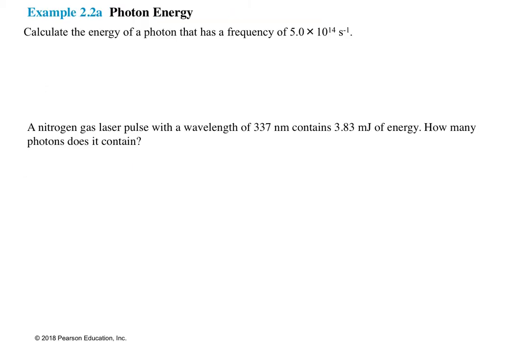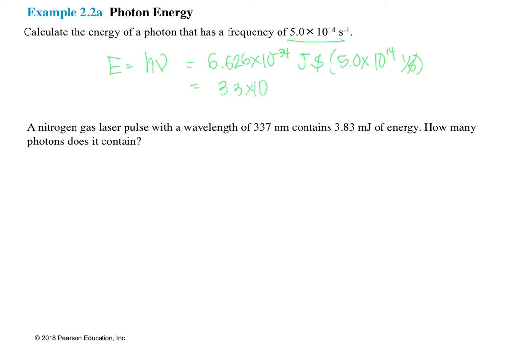So we're going to calculate the energy of a photon that has a frequency of 5 times 10 to the 14th hertz. We know energy equals Planck's constant times frequency. So we'll do 6.626 times 10 to the negative 34 joules times seconds. And we can just plug in the frequency. No special things have to be done here. Our seconds will cancel out and we'll get units of joules, so energy. Planck's constant times the frequency equals 3.3 times 10 to the negative 19 joules.